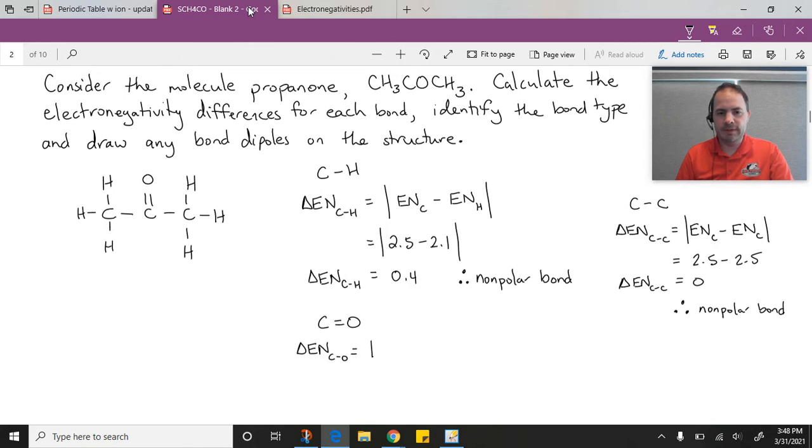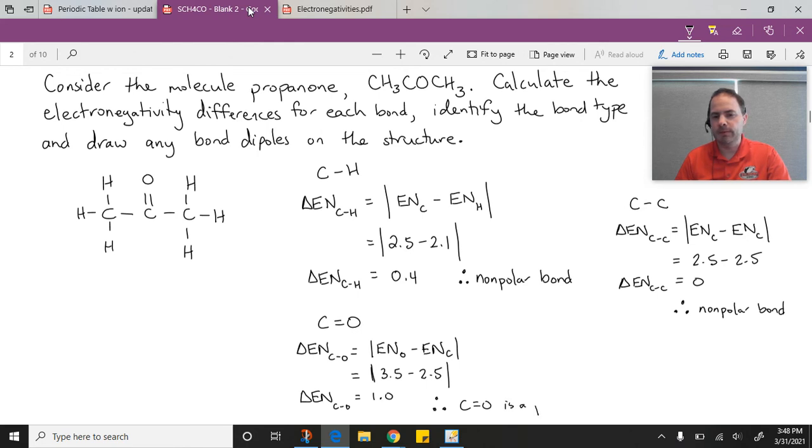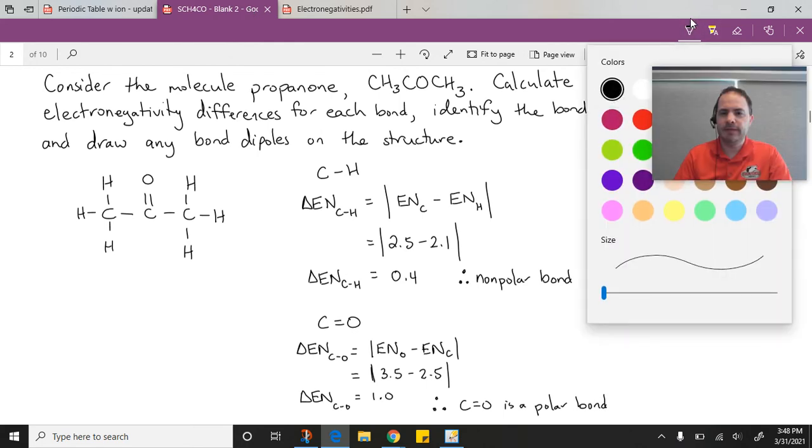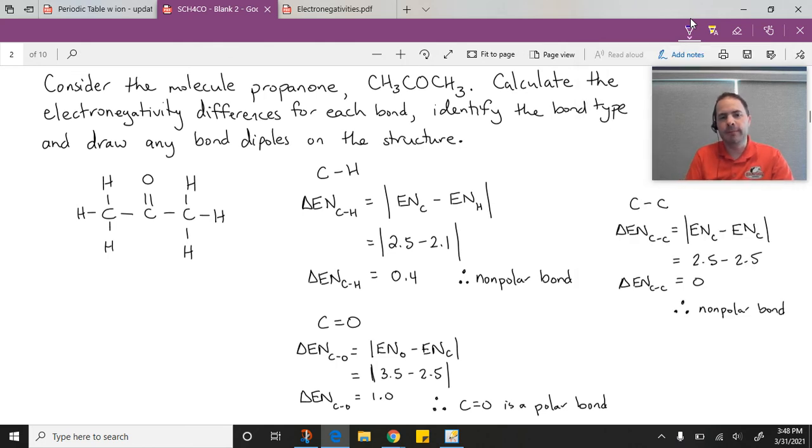So when we do this, the electronegativity of the oxygen minus the electronegativity of the carbon, 3.5 minus 2.5, absolute value of that is just 1.0. So that is high enough now. Remember, as soon as we get larger than 0.4, we're talking about polar bonds. So the C double bond O is a polar bond. And for any bonds that are polar, what we can do is we can then identify the dipoles.